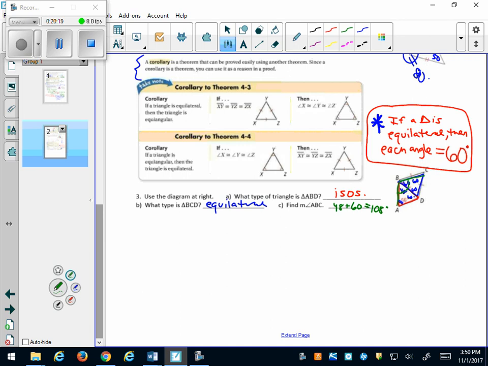Okay, so big takeaways from today is that isosceles triangle theorem, if you know the sides are the same, then the angles across from them are congruent as well, and vice versa.